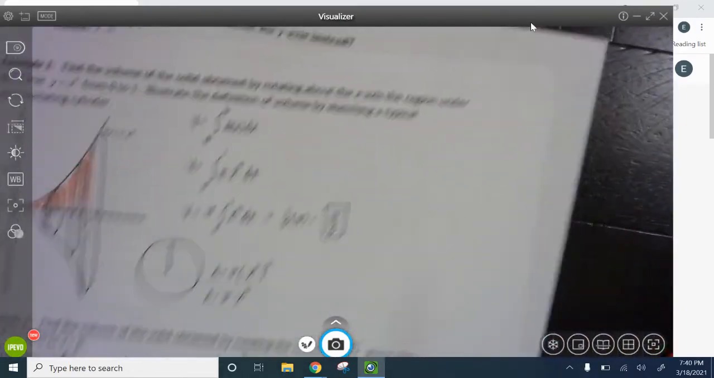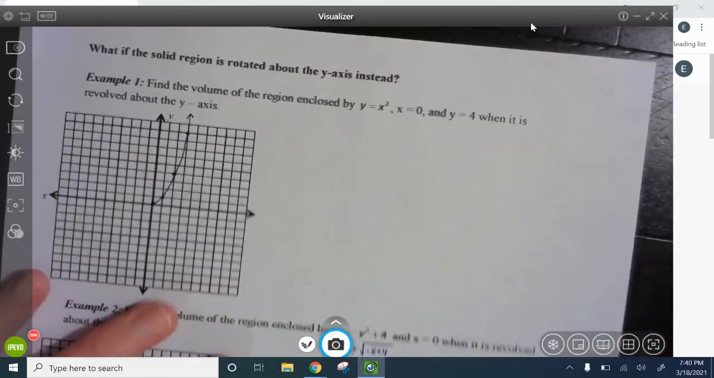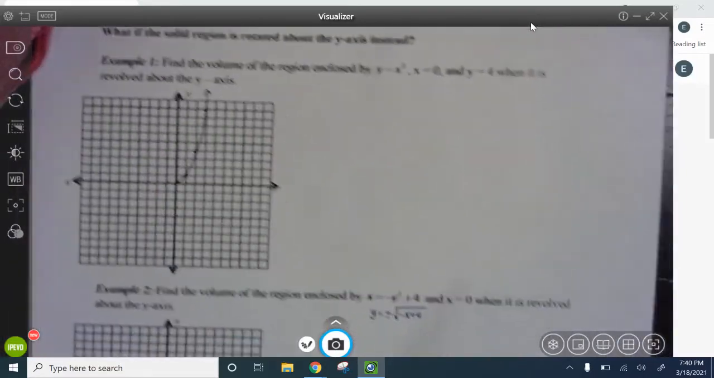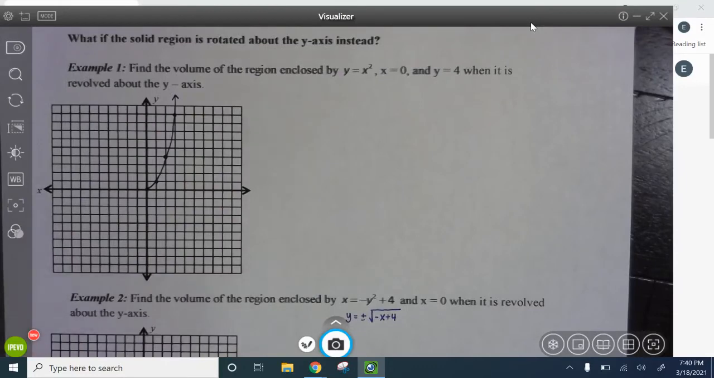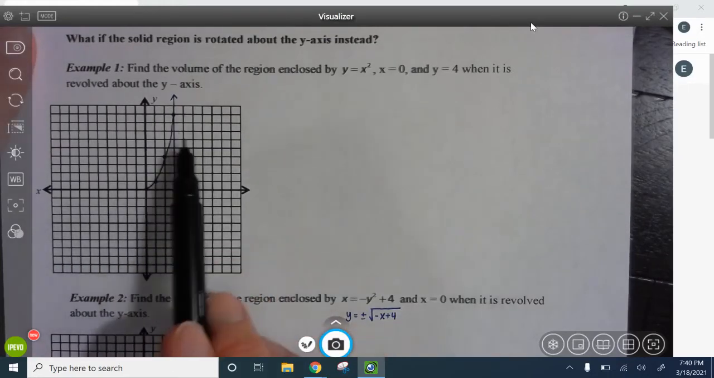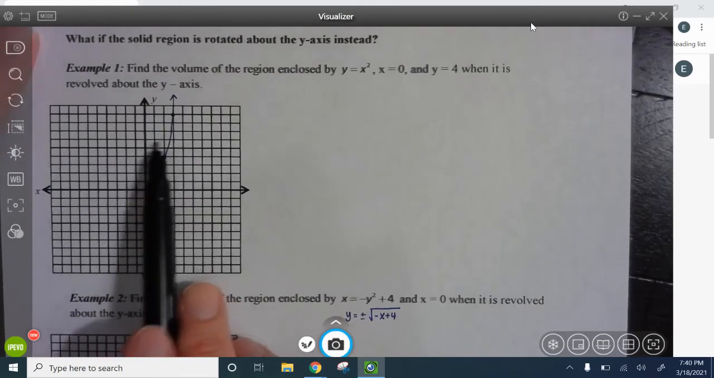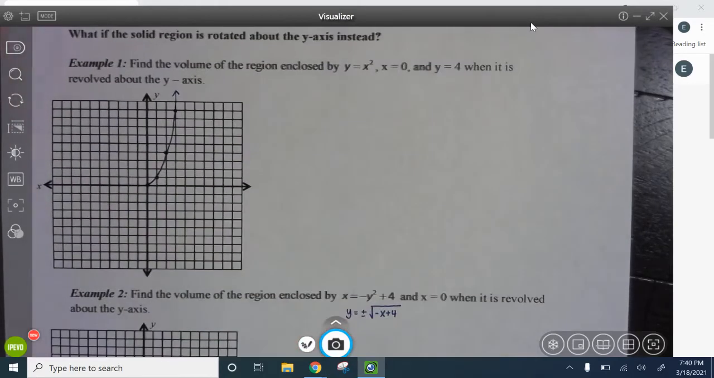So let's talk about what happens if now we want to rotate about the y-axis instead of the x-axis. Well, if you can imagine what we've been talking about with the area between curves, if we're rotating about the x-axis, we were integrating with respect to x. If we're rotating about the y-axis, now we probably want to integrate in terms of y, since we're talking vertically here. So we want to find the volume of the region enclosed by y is equal to x squared, x is equal to 0, and y is equal to 4 when it's revolved about the y-axis now.